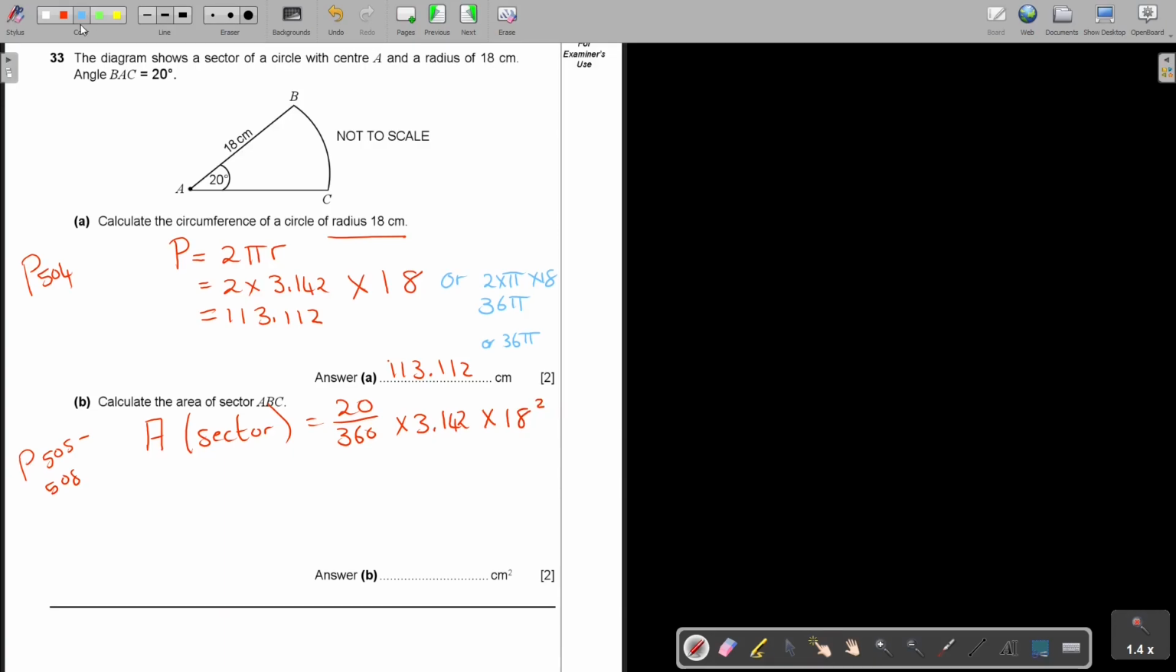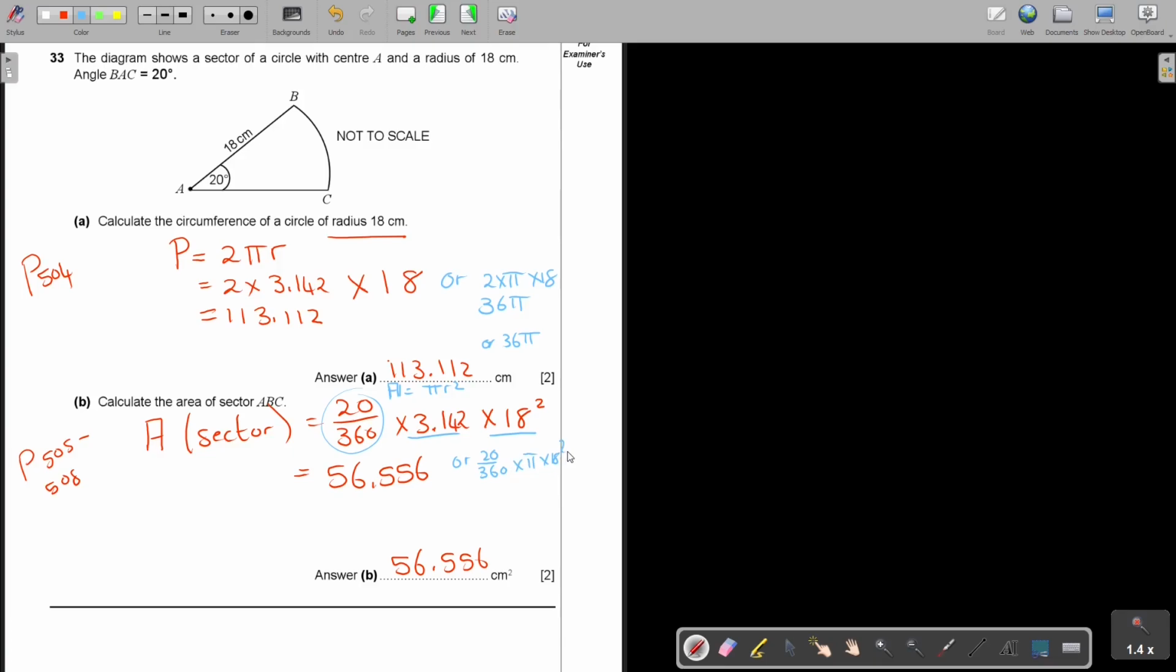I forgot to write the formula. For the area of a circle, the normal formula is pi r squared, and if there's an angle, then it's that angle over 360 times pi r squared. That's where I get that. So it's 20 divide 360 multiply 3.142 multiply 18 multiply 18 equals 56.556. Or again, if you wrote pi there, and I'm going to make it blue again, you can say 20 over 360 times pi times 18 squared.